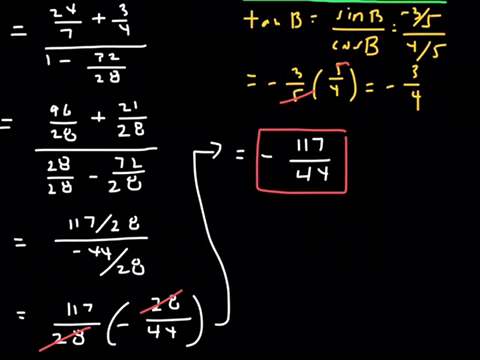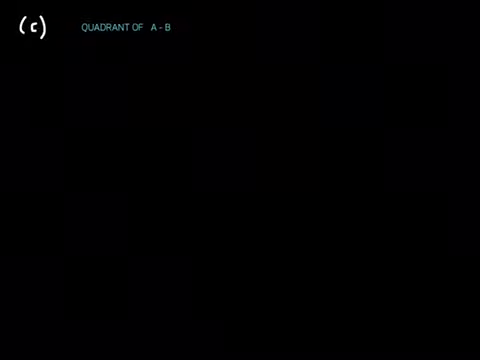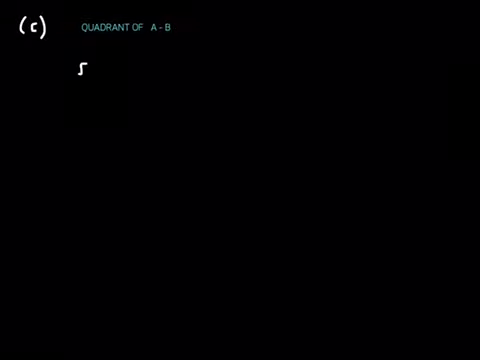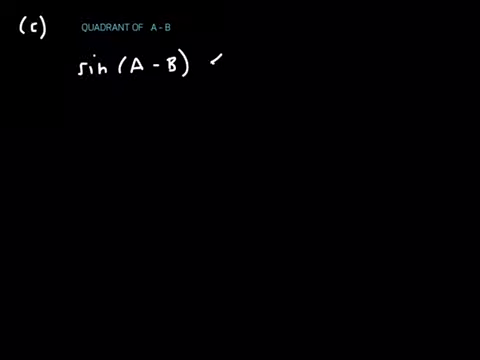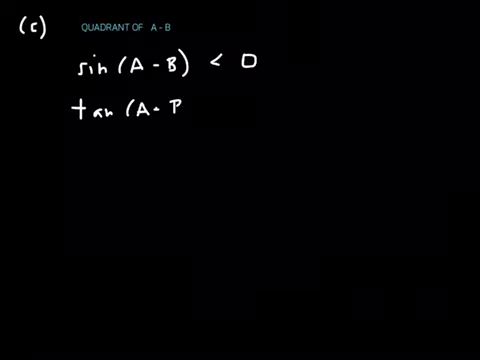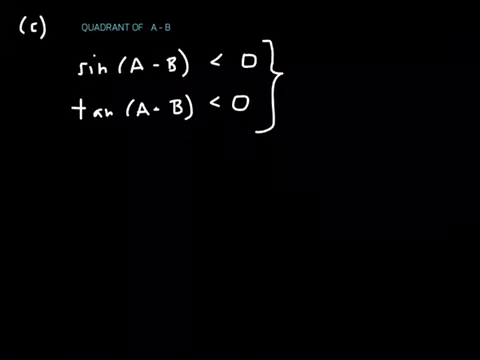All right? So for part C, the last part of this problem, it asks us to find the quadrant of A minus B. Okay, and so this is what we found so far, everybody. In the first part, we found that sine of A minus B is negative. Okay, in the second part, we found that tangent of A minus B is also negative. So then you have to think about what quadrant satisfies both of these conditions.